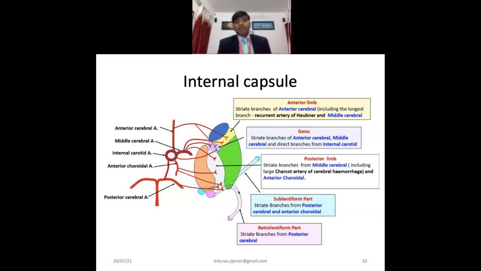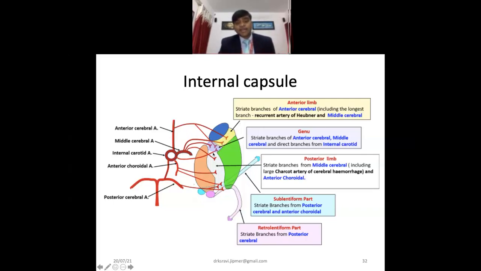The anterior limb will be supplied by the striate branches of the anterior cerebral artery, right? This includes the recurrent artery of Heubner. I have shown you in the previous diagram that over here this is the anterior cerebral artery, and from this anterior cerebral artery, there will be the striate branches which will be supplying the anterior limb. And not only that, over here this is the middle cerebral artery. So a branch from the middle cerebral artery also will come and supply the anterior limb of the internal capsule.